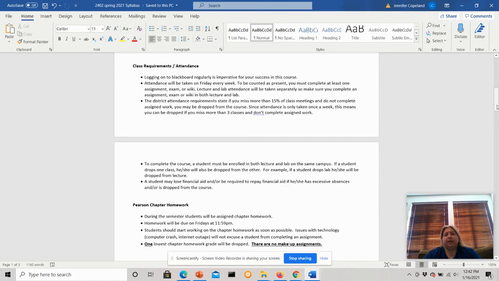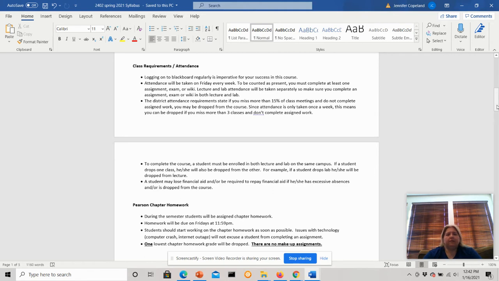Lecture and lab attendance are going to be taken separately. So you're going to need to make sure that you are completing an assignment or a quiz or whatever in each one of those in order to be counted present for the week. So basically, anything you do during the first week of class, I will take attendance on Friday, and that's it. So if you don't do your group wiki, you're going to be counted as absent in lecture for the first week of class.